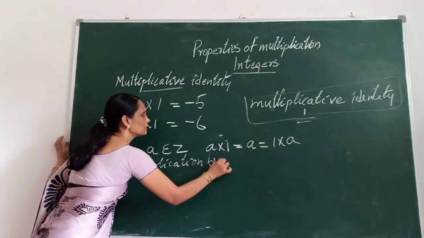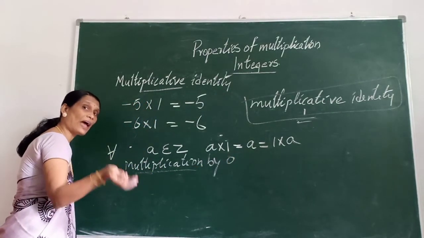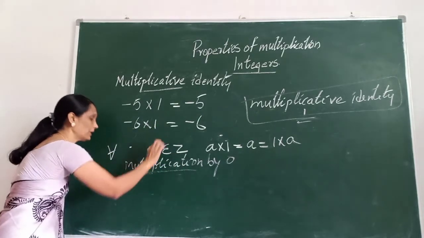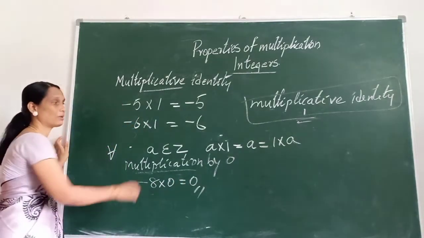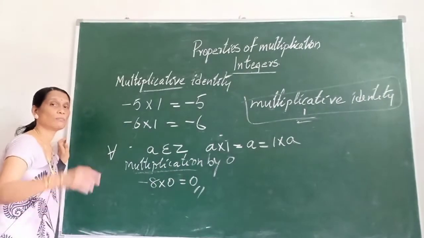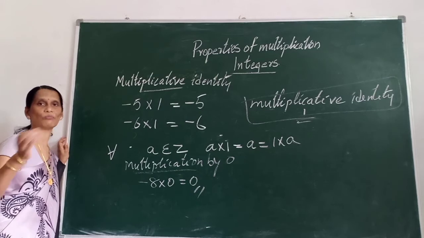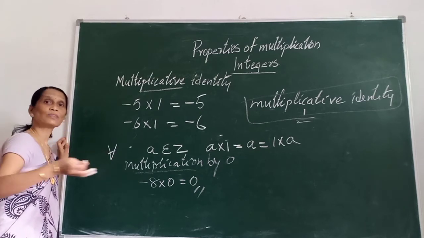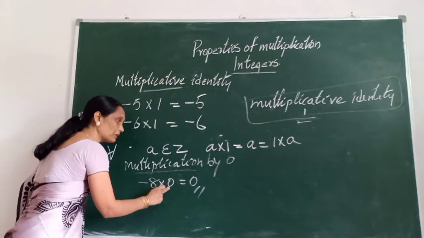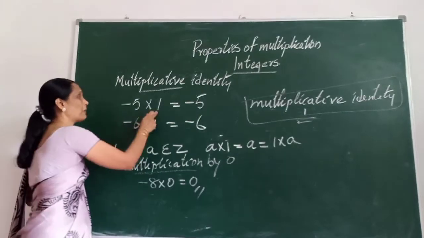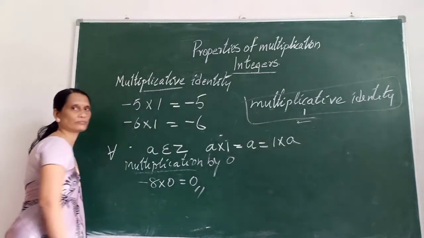Multiplication by 0. Do you know what you will get? Addition by 0, we will get that number itself. But multiplication by 0, we will get 0 only. By adding 0, we will get that integer or that number itself. So 0 is called the additive identity. Here, we multiply by 1, not by 0. By multiplying by 0, we get 0. But by multiplying by 1, we get that same number. That's why identity means same.